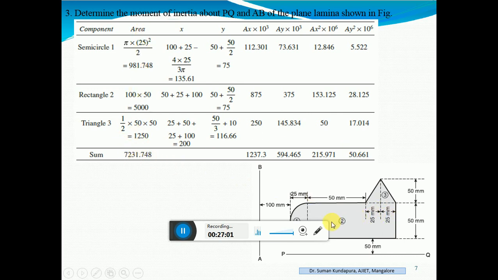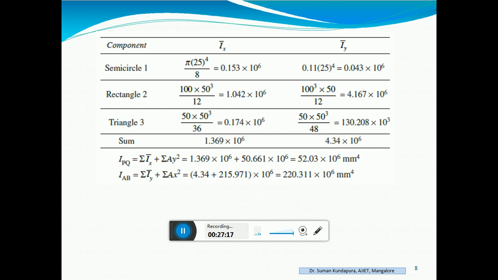See, you may notice all are in the first quadrant of the reference axis. So all are taken as positive here, correct? Y distances and the x distances. So just sum it up and move on to the formulas to calculate Ix bar and Iy bar. Okay. I couldn't accommodate this in the previous page. That is why I have brought it to the next page.